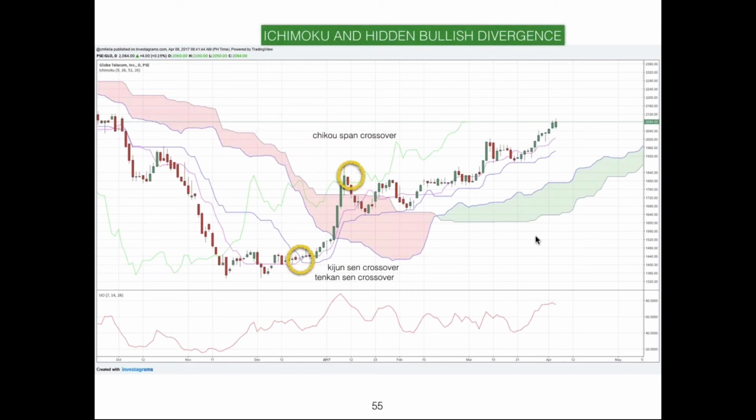26 periods ahead, there was also a bullish Kumho twist. Now, as price moves within a trend, you find that the price made a small triangle or a pennant pattern.